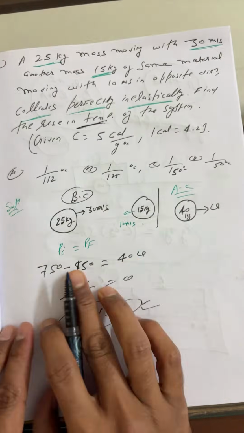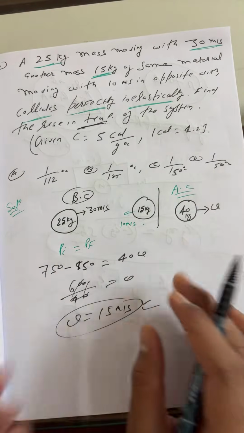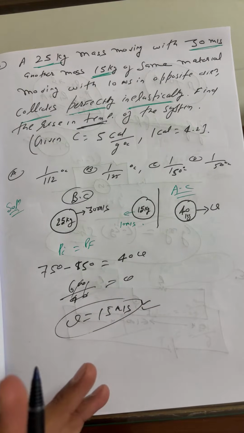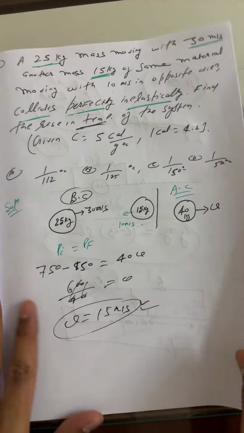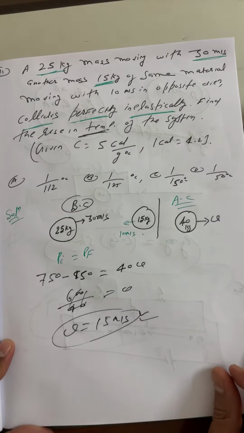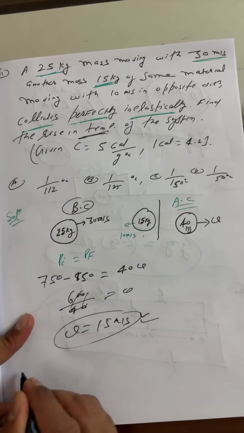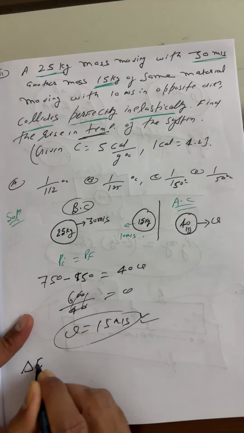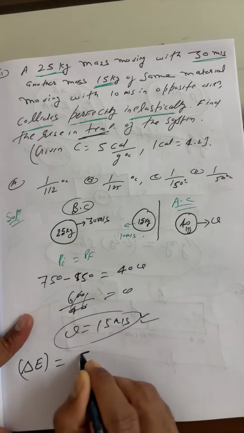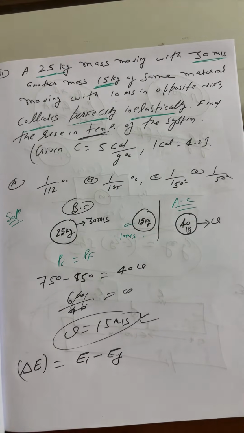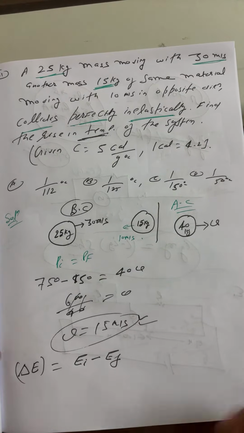During collisions, some amount of energy got converted into heat. So we have to find the heat, basically the temperature. First we have to find the loss of energy. I hope all of you remember the loss of energy: energy initial minus energy final.